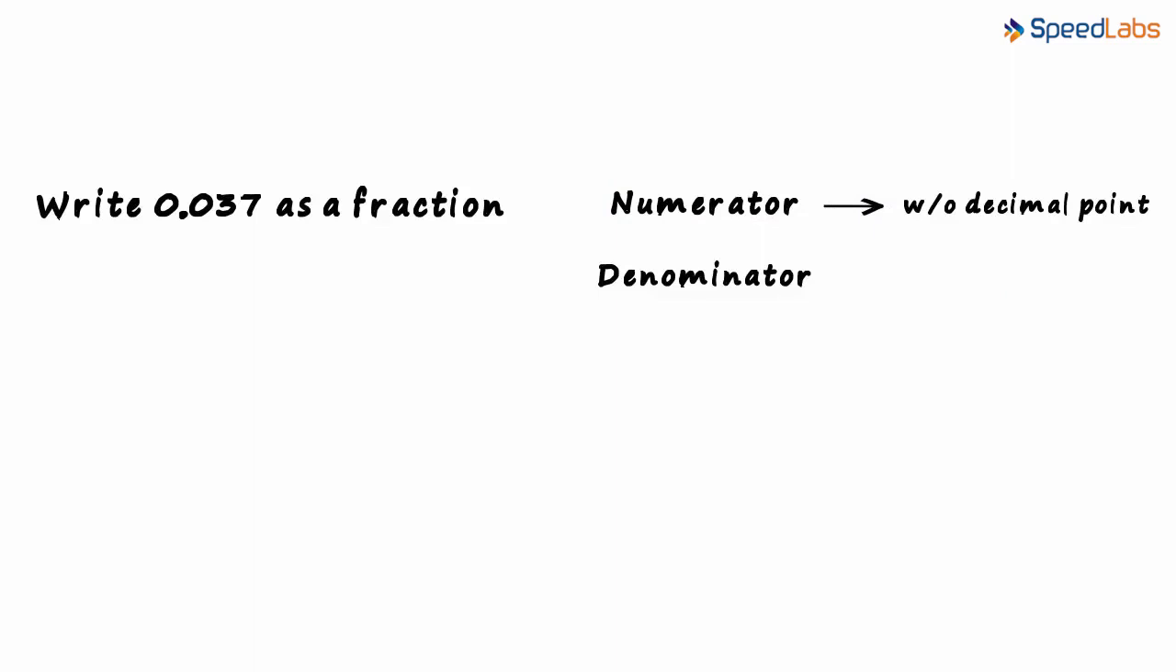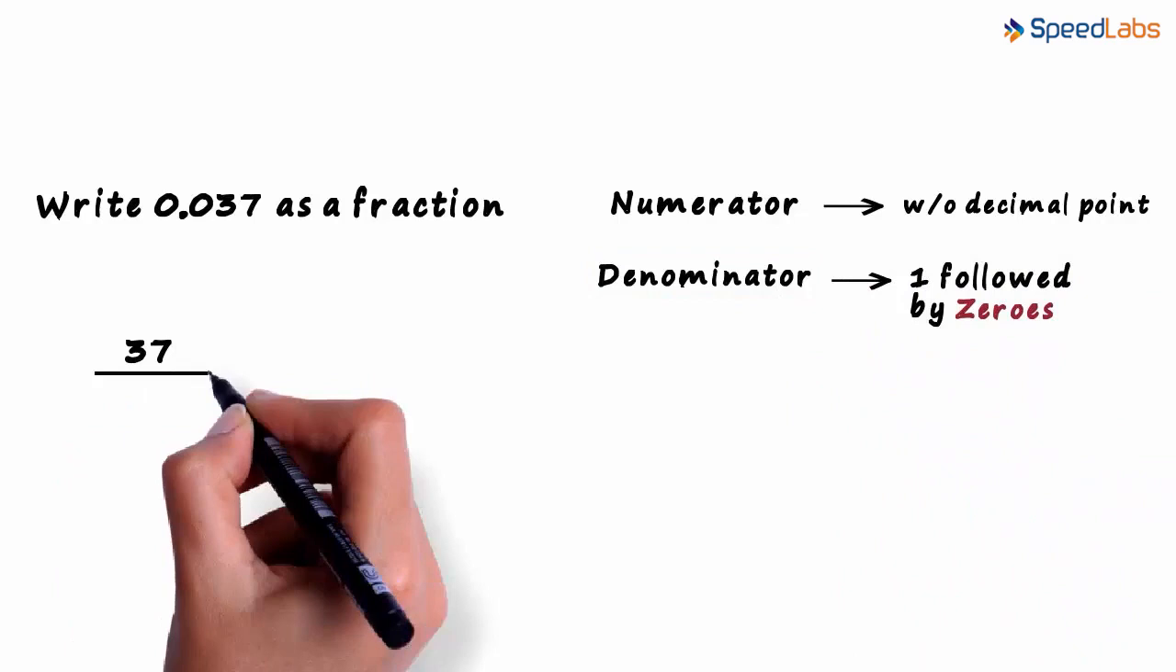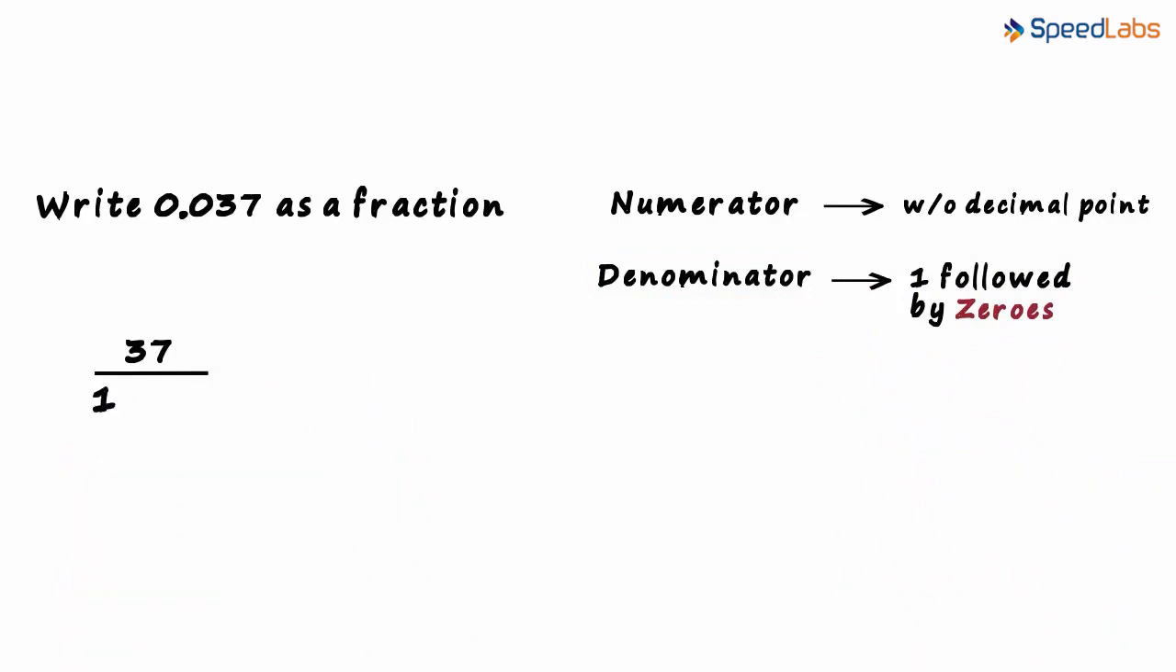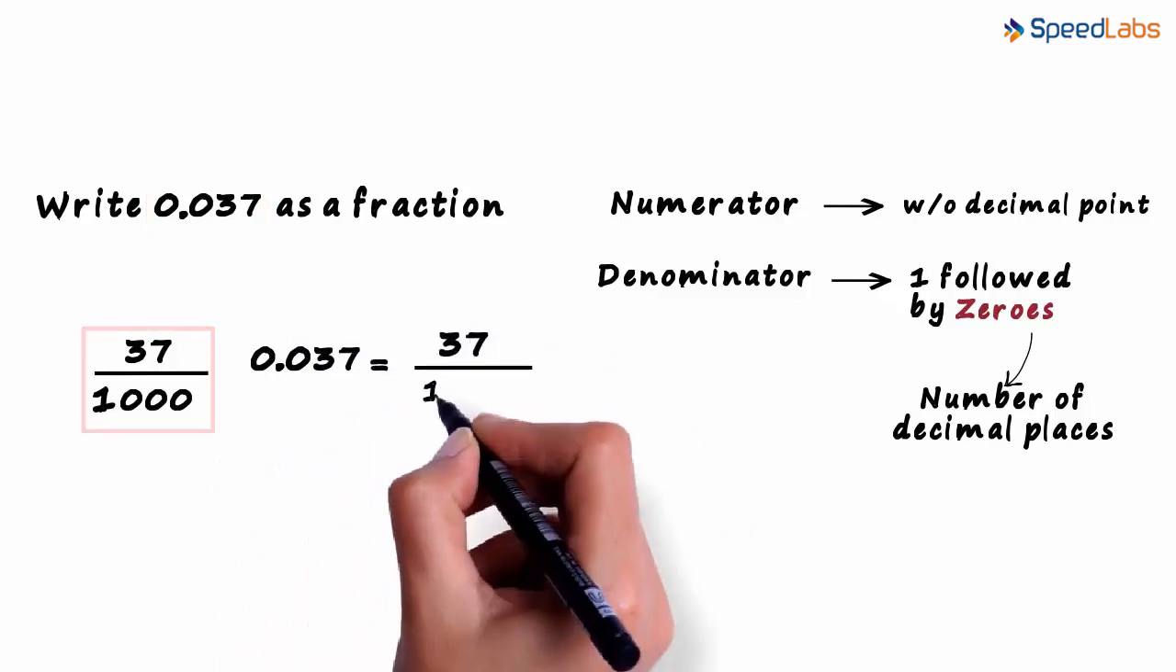Without the decimal point, we write it as 37. And in the denominator, we write a 1 followed by zeros. But the important question is, how many zeros? The number of zeros we write after the 1 is simply equal to the number of decimal places. There are 3 decimal places here: tenths, hundredths, and thousands. So we add 3 zeros. There you go, that's your fraction. 0.037 can be written as 37 by 1000.